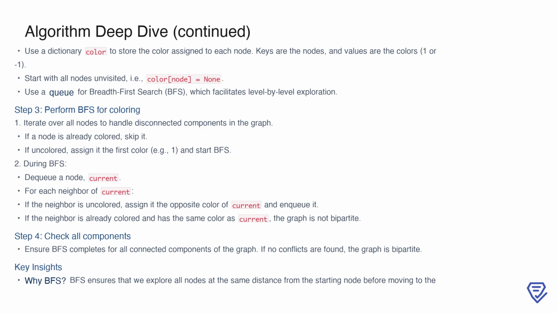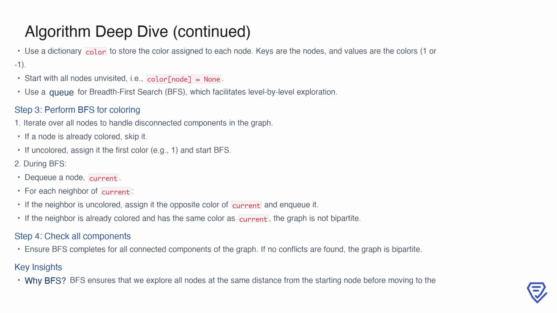Additionally, we use a queue to facilitate breadth-first search, or BFS, which allows us to explore the graph level by level. Once these structures are in place, we can begin the BFS process for coloring. As we iterate over all nodes, we handle disconnected components by checking if a node is already colored. If it's uncolored, we assign it the first color, such as 1, and enqueue it to start the BFS process.